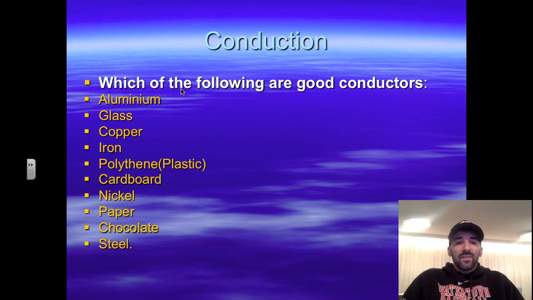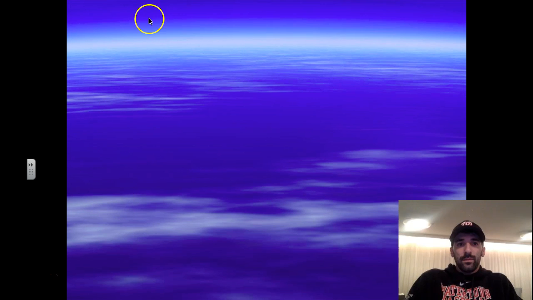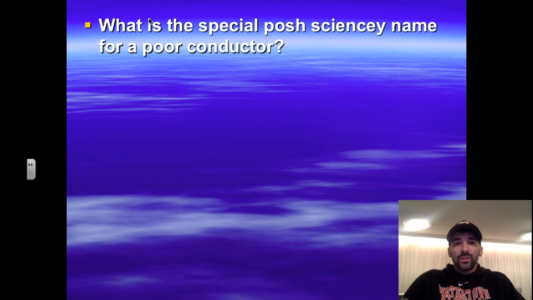Here you see a list, and we're trying to figure out which one of these things are good conductors. Now, you may see a trend with aluminum, copper, iron, nickel, and steel, all of those things being metal. And hopefully you've realized that all of those metals are good conductors, which means the other things on our list, glass, polythene, which is a plastic, cardboard, paper, even chocolate, which is delicious, are not good conductors. In science, we have special words for things that are good conductors and things that are not good conductors. The word for things that are not good conductors is an insulator.